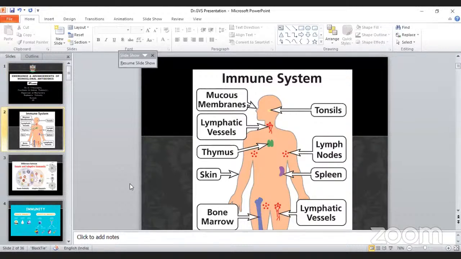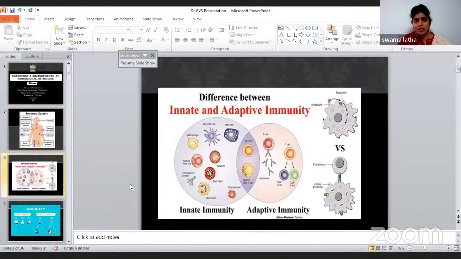Whatever I have just explained is about the general cells and organs involved in our immune system. In our body, we have different types of cells and organs that actually show the immune system, showing the immunity. We have lymphocytes as well as other blood cells. They are all showing the immunity.